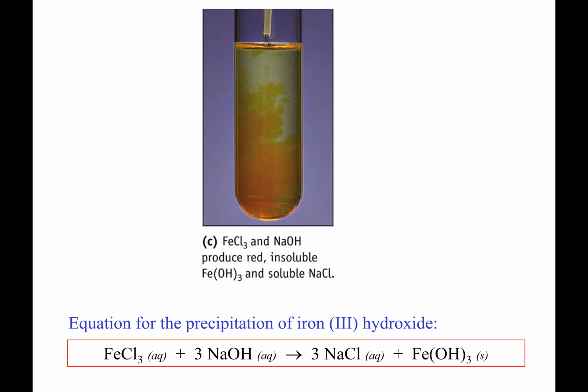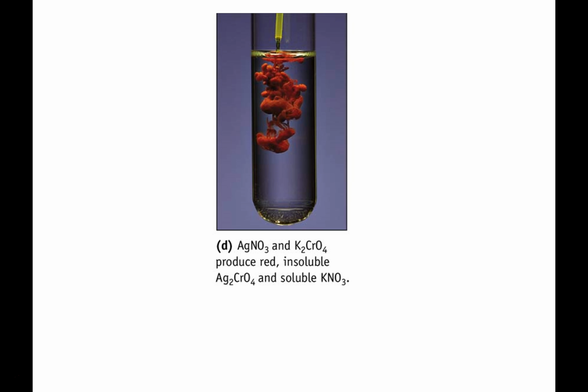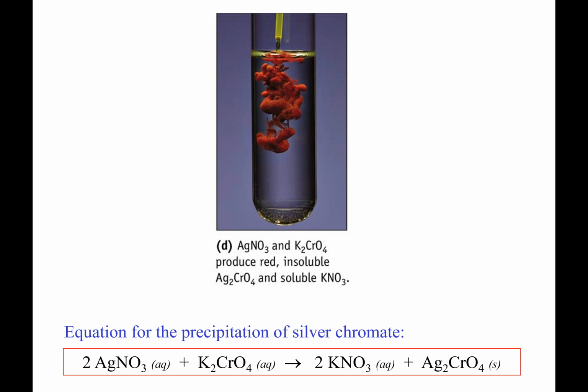One more. So what's the precipitate? Fe(OH)3. Yep, iron 3 hydroxide. Exactly. This one doesn't even really look like a precipitate. It looks pretty clear, but it is. Another one. What's the precipitate here? Silver. Yep, silver chromate.